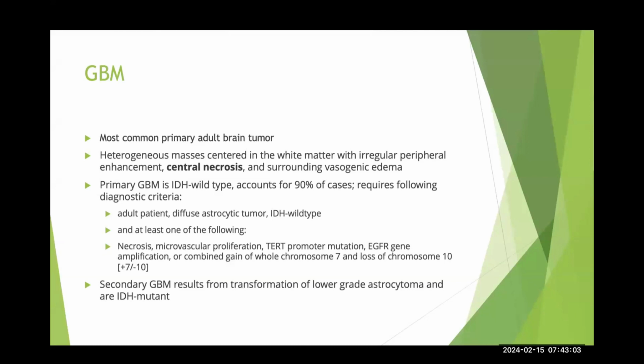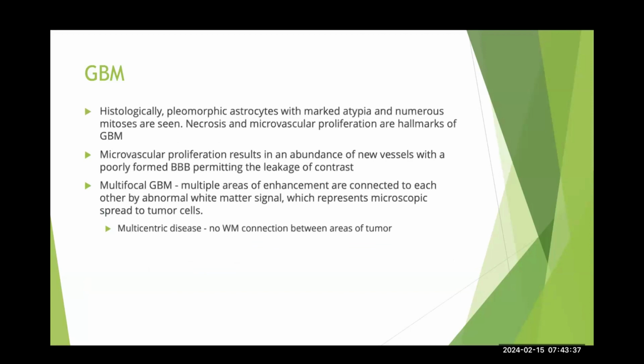So primary GBM is the IDH wild type, as in this case, which typically accounts for the majority of cases. It requires the following diagnostic criteria: adult patient, diffuse astrocytic type tumor, IDH wild type, and then again necrosis or microvascular proliferation, TERT promoter mutation, EGFR amplification, or gain of chromosome 7 combined with loss of chromosome 10. One of those criteria is needed to make the diagnosis, as was the case here. And then secondary GBM are the IDH mutant ones that are transformations of lower grade astrocytomas into a higher grade lesion, as Dr. Gultekin had mentioned.